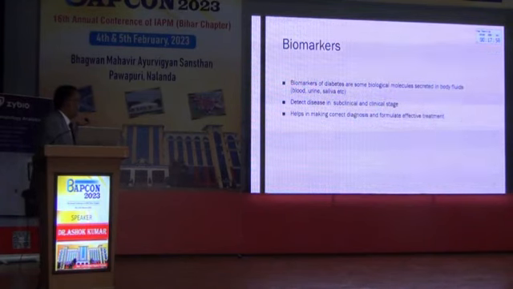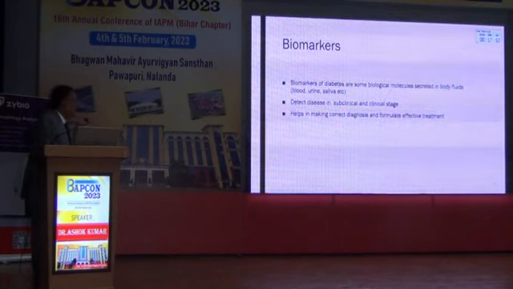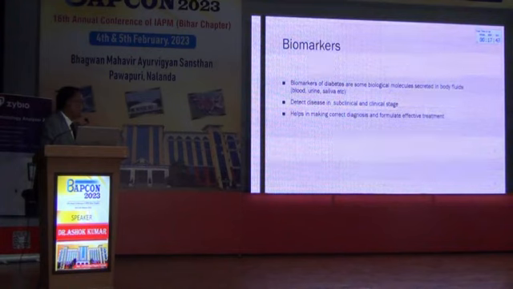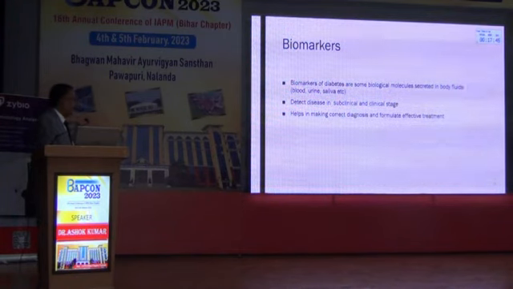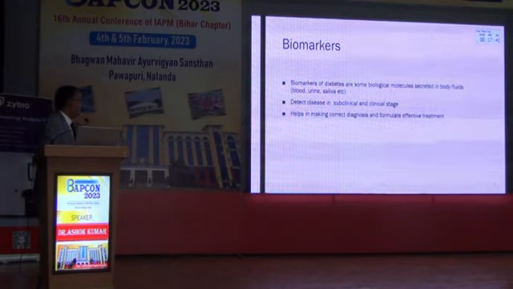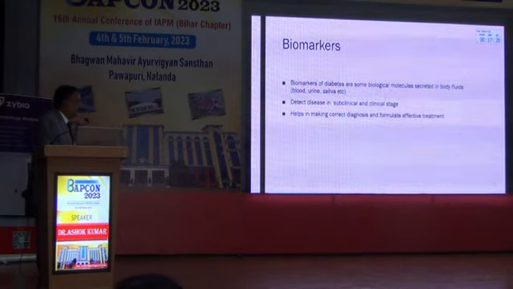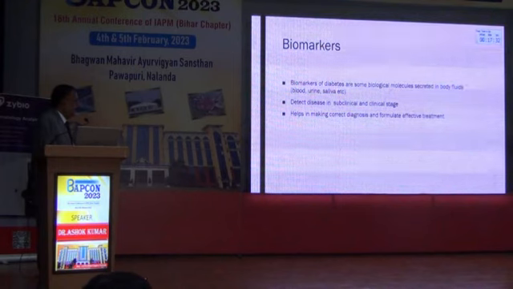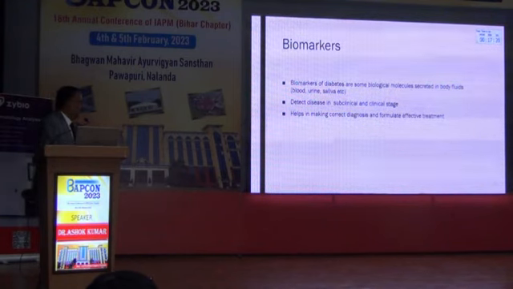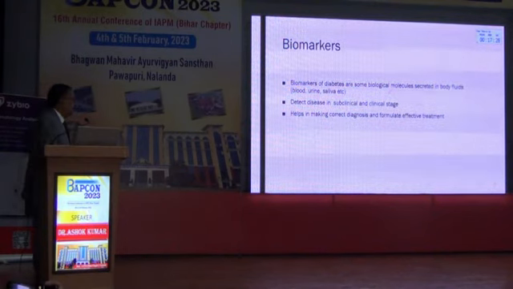Now, biomarkers. Now the question: what are biomarkers? Biomarkers are biological molecules present in some of our body fluids like blood, plasma, serum, urine, saliva. These molecules detect the subclinical and clinical stage of disease, which helps our clinician to make the diagnosis of the disease, formulate the line of treatment, and monitor it.